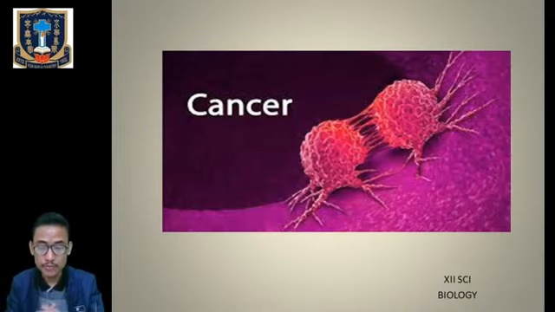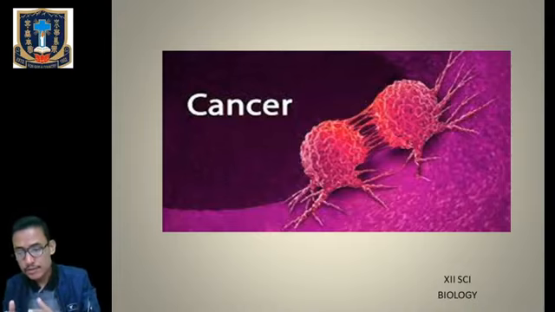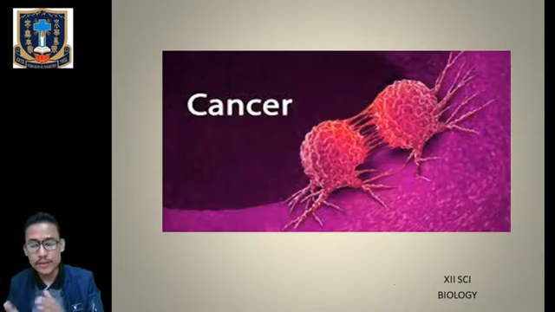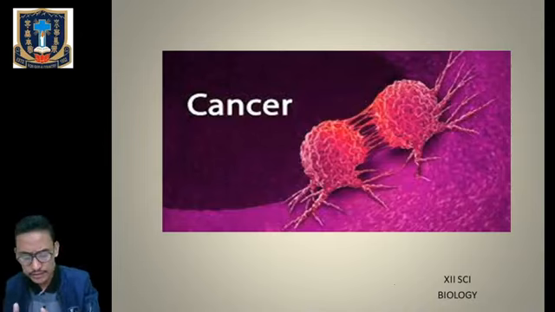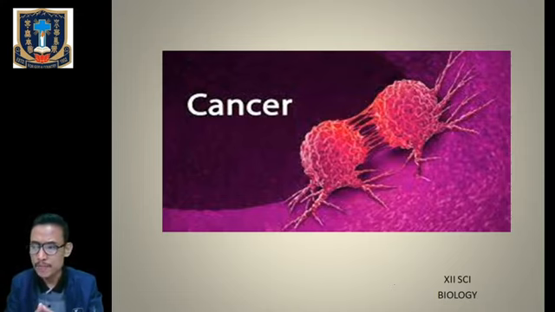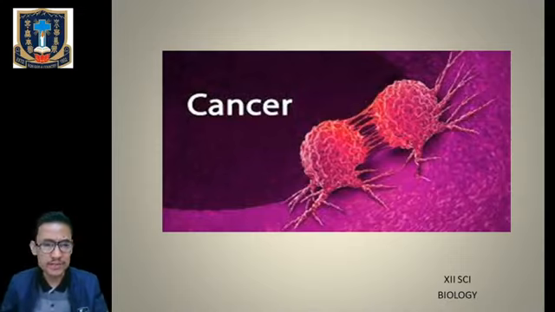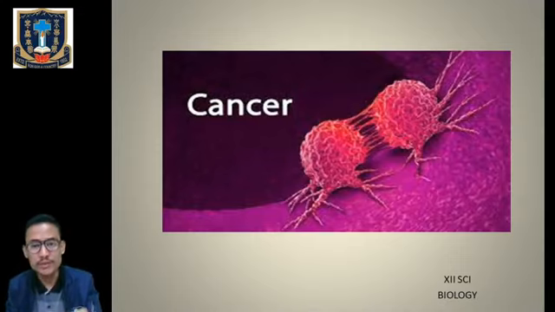So what happens during those checkpoints in the cancerous cells? What are the properties of these cancerous cells which help them to grow in such a way that they form a lump of cells called tumor cells? All those things we are going to cover in this topic.